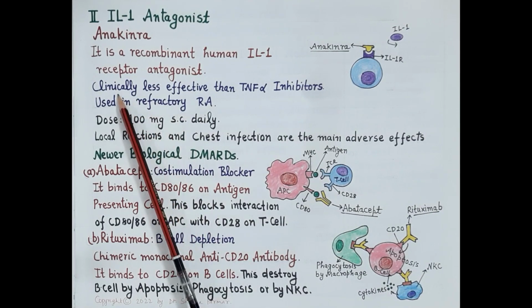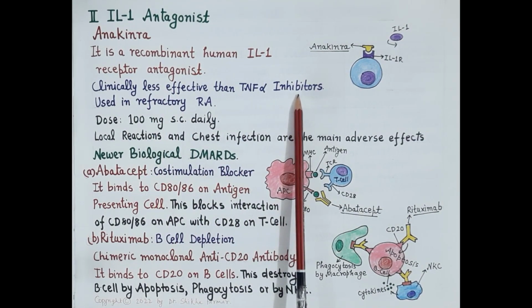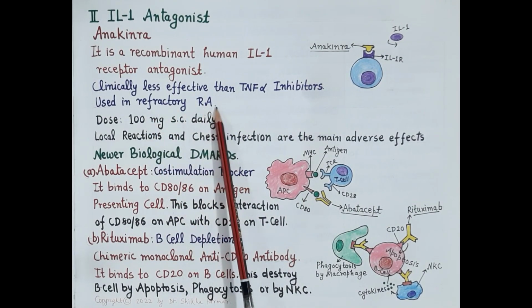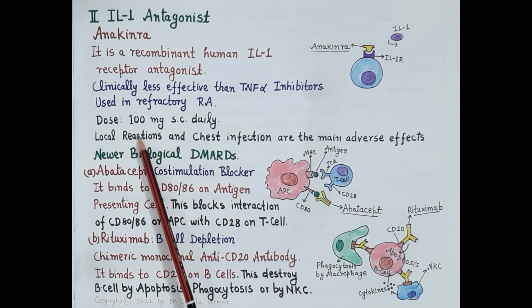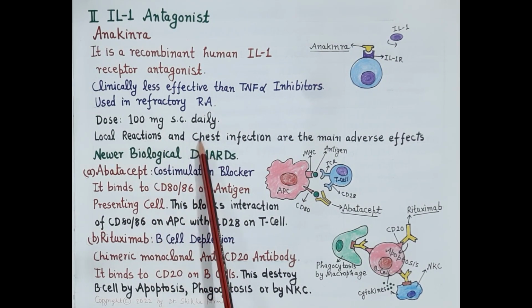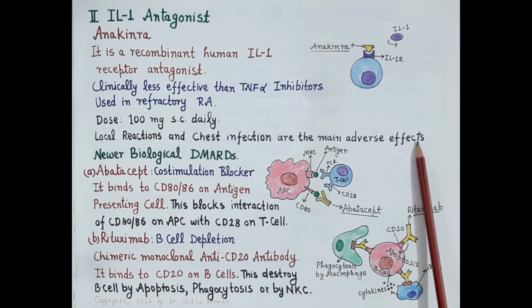Anakinra is clinically less effective than tumor necrotic factor alpha inhibitors, and it is also used clinically in refractory rheumatoid arthritis. Dose is 100 mg subcutaneously daily. Local reactions and chest infections are the main adverse effects of anakinra.